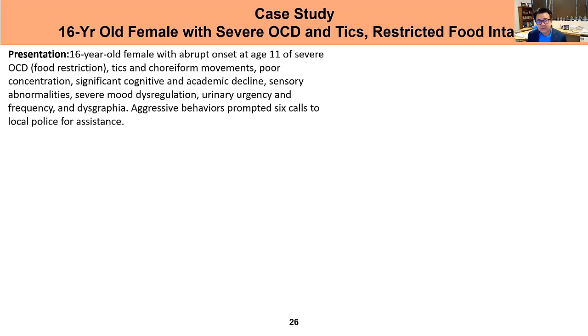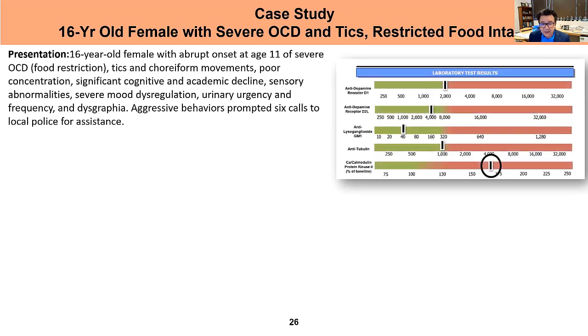And the food restriction typically is more of an OCD than an identity issue or an image issue, because typically these are fear of food contamination, fear of choking, some other phobia about food. And tics, choreiform movement, poor concentration, cognitive difficulties, sensory abnormalities, mood dysregulation, again, urinary urgency and frequency, and dysgraphia. Unfortunately, her behavior prompted 6 calls to the local police. So patient was really, really severe, and parents were struggling.